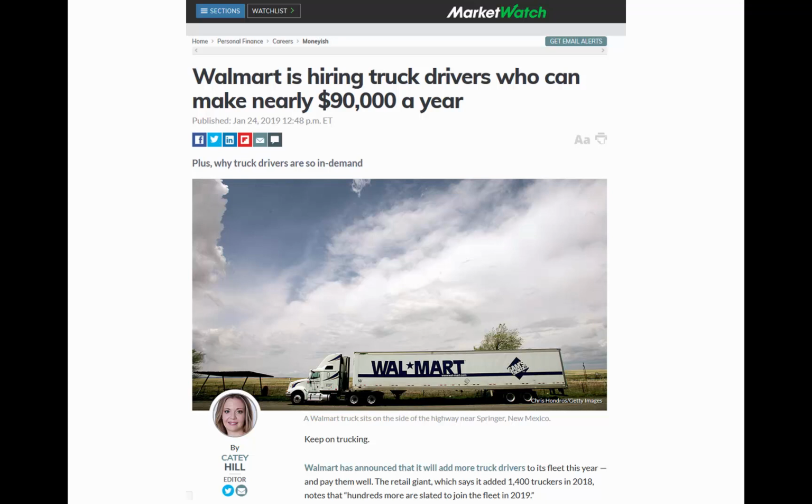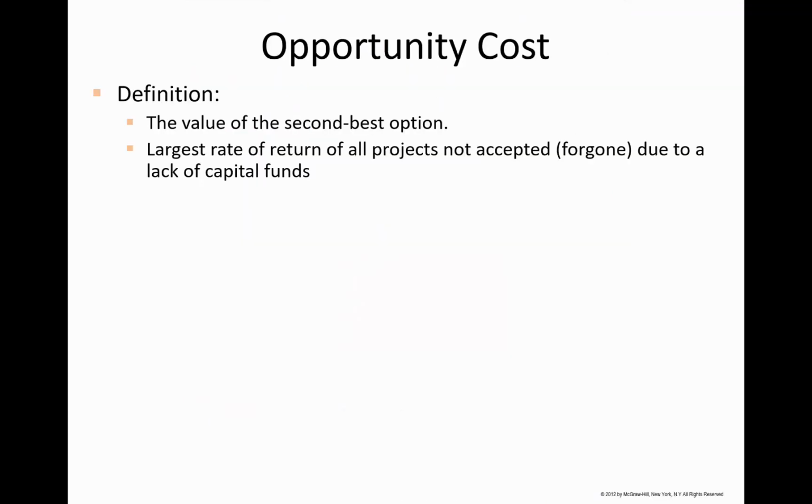Here's another illustration of opportunity cost. This headline is from 2019. Walmart is hiring truck drivers who can make nearly $90,000 a year. Now, I don't think every truck driver they have is making $90,000 a year. That's probably with lots of experience and lots of overtime, but it's just an illustration of opportunity cost. There's always something else that you could be doing besides the thing that you are doing. So it's not just the direct costs that you have to consider. It's also the value of your second best alternative.